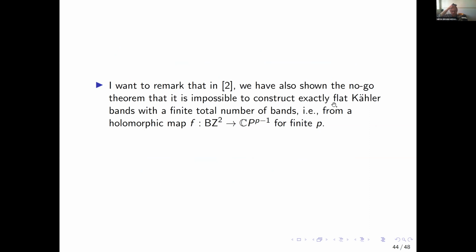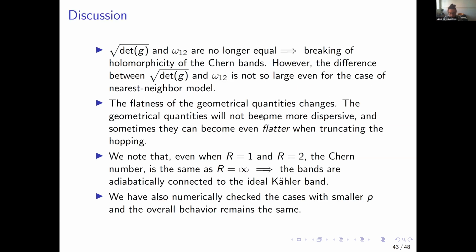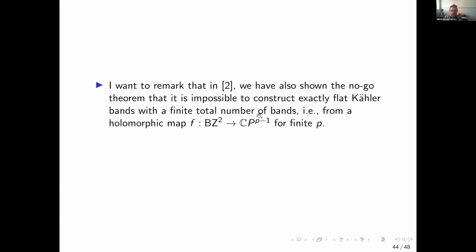If you want flat Kähler bands, you want translation invariance, and so you need to look for the isometry group of this Kähler manifold, which is the unitary group, U(P). And you want to realize the infinite translations as unitaries here. And if you do that, you will not be able to do this.